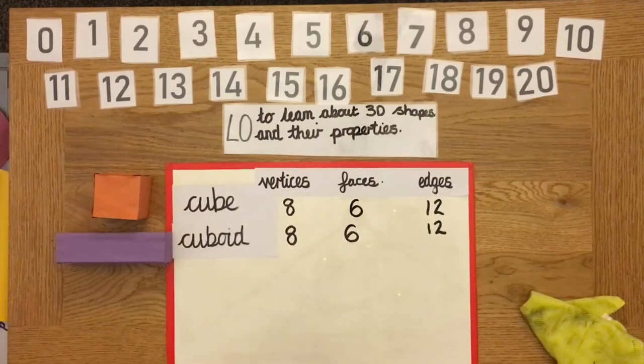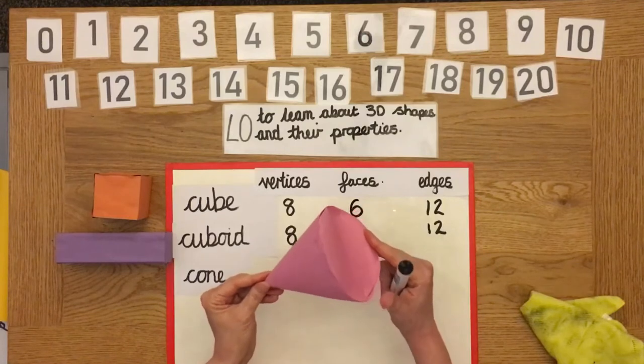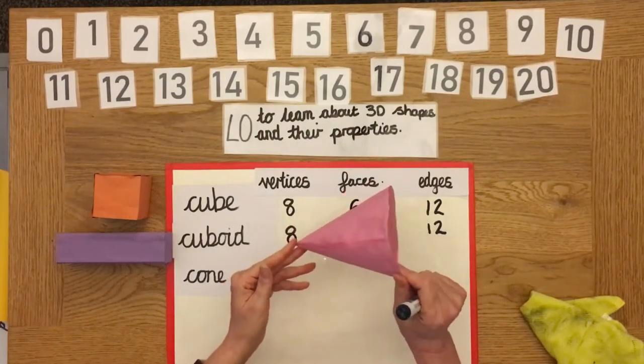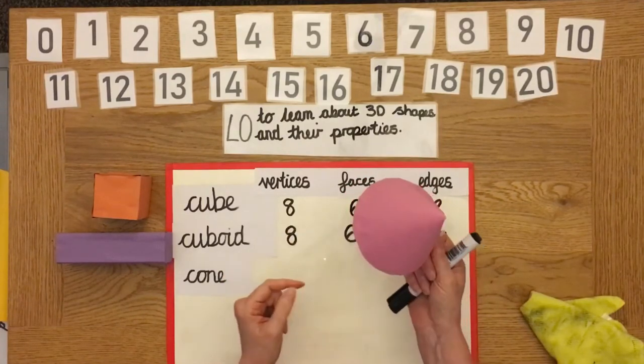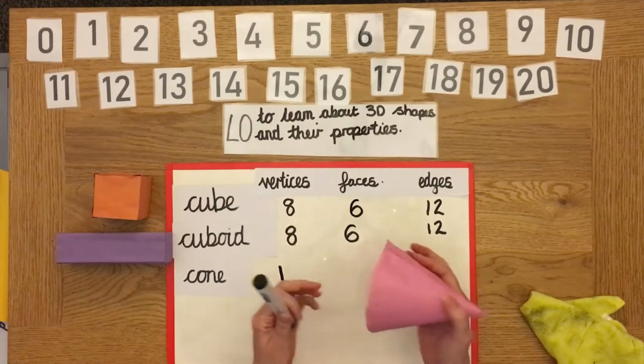Let's have a look at another shape. We have the cone. So let's have a look at the cone. How many vertices does the cone have? So we're just looking for corners, aren't we? And it's just got this one here. 1 here. How many faces does it have?